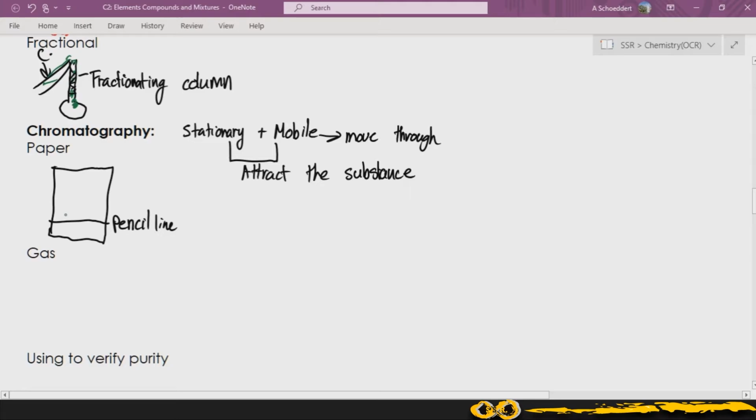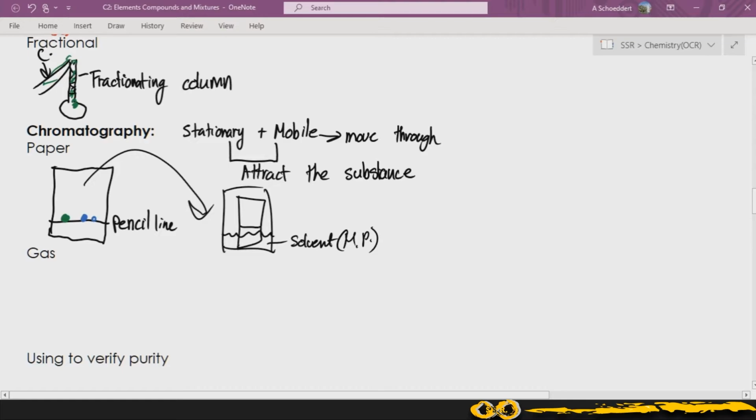And then you'd place the whole setup in a beaker or other container, and you'd need to make sure that in there, the solvent or the mobile phase is below the pencil line that you'd traced, so there's no mixing that happens. The mobile phase would then move up the page, pulling the substances along with it.